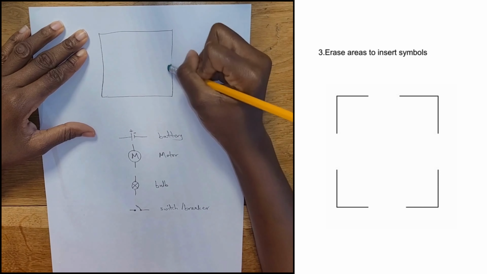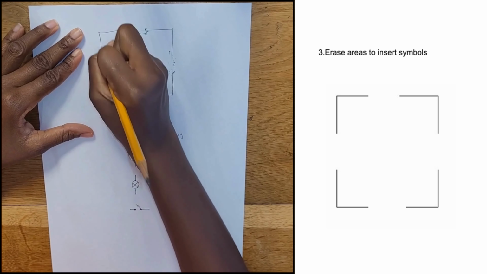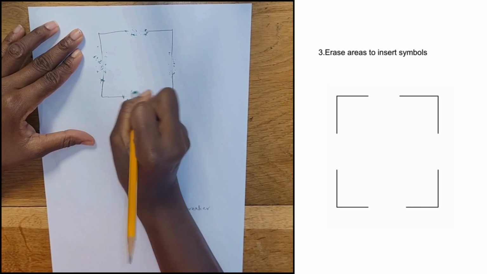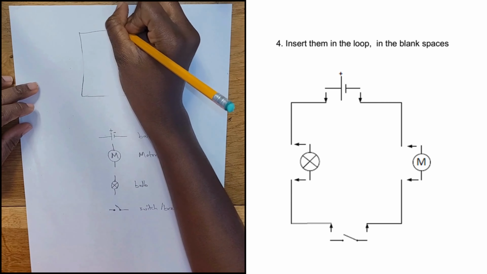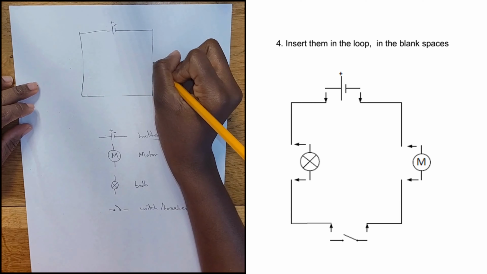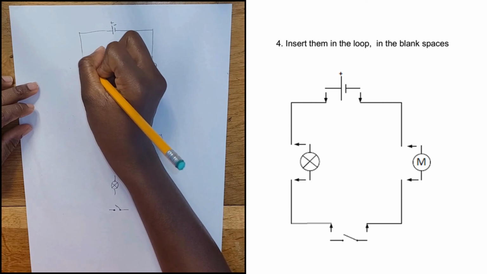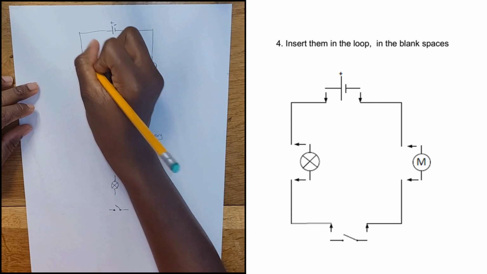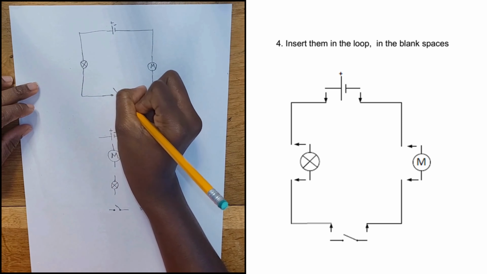Now erase areas to insert symbols. Then insert them in the loop, which is in the blank spaces. Using our drawing that's on paper, let's put this into action.